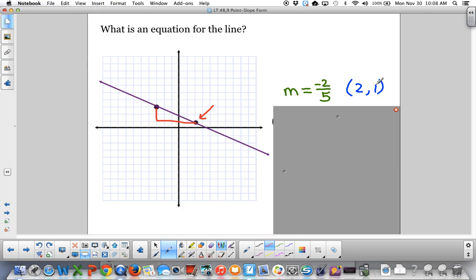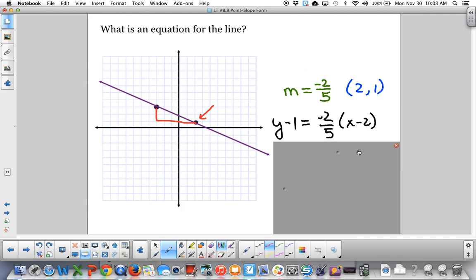So I have this slope and this point. I'm going to use point-slope form. So I plug it in, y minus 1 equals negative 2/5 times x minus 2. And that's it. Again, it says an equation for the line.